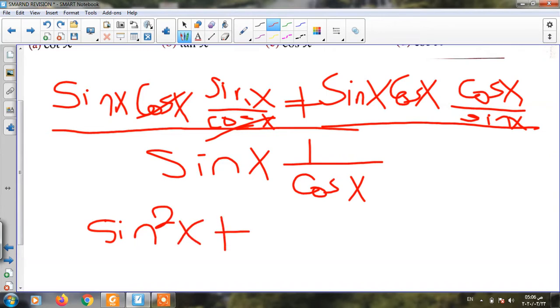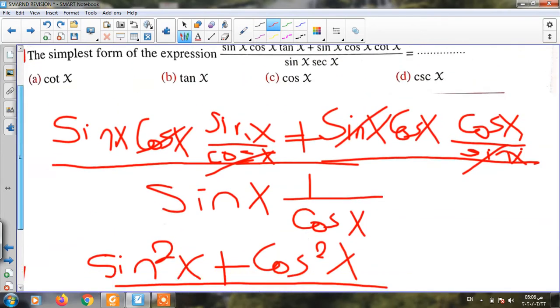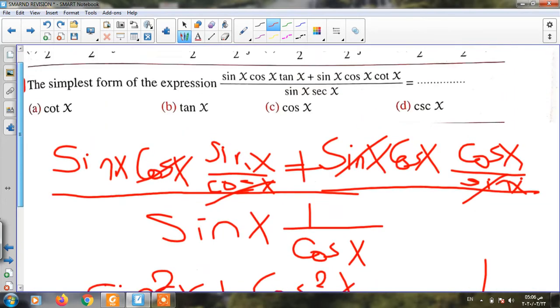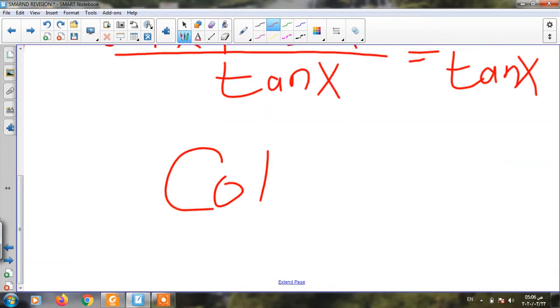Here, cancel the sine with the sine. We have cosine power 2 x, and down we have sine over cosine, which is tan x without power 2, right? We don't have power 2 up. Then sine power 2 plus cosine power 2 for the same angle is going to be 1 over tan x. And here 1 over tan will be cotan x, which is choice number A. Cotan x, which is choice number A.